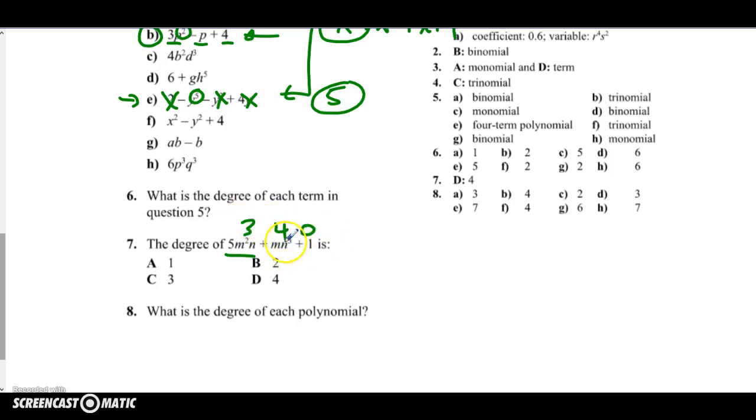What you do is you say, which guy is the biggest? This guy is the biggest. Big guy wins. The answer is D. So 7 is D. Okay, and that's all there is about degrees.